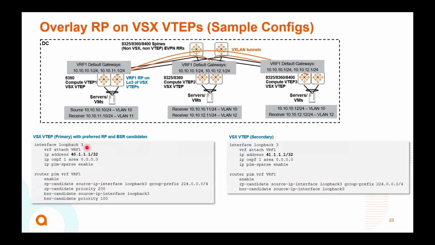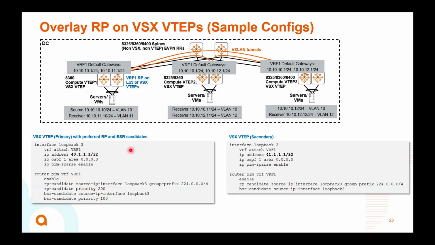On the primary VSX switch, in the loopback 3 attached to the overlay, I have IP address 40.111. On the secondary, you'll notice the same loopback 3 is also attached to the VRF, but it has a unique IP, 41.111. It's not an anycast IP. They are unique IPs, so only one will have the higher priority. That is done here under router PIM with the VRF. You specify your priority for both the RP candidate and the BSR candidate. That means this is preferred by the other switches as the preferred RP and BSR. If this primary switch goes down, the secondary will take over.